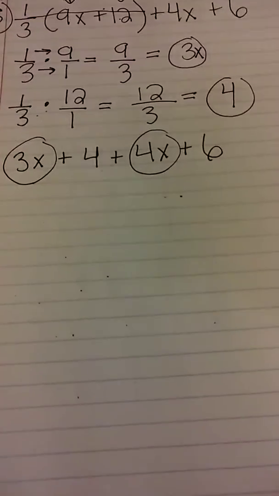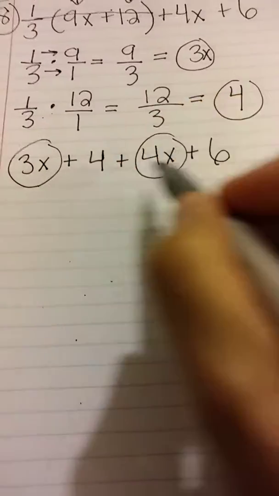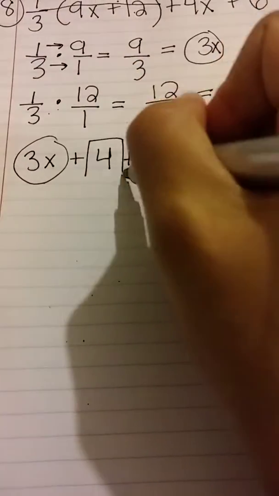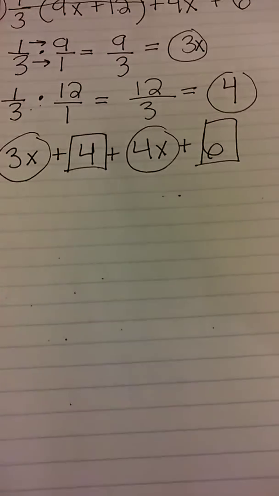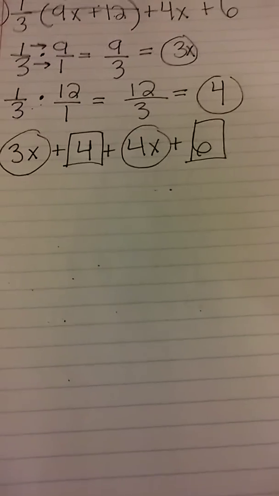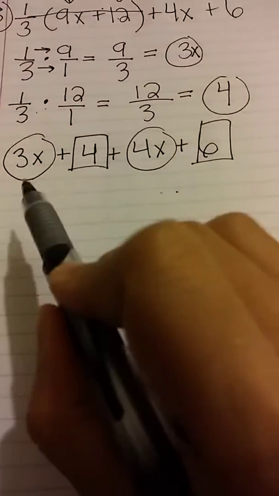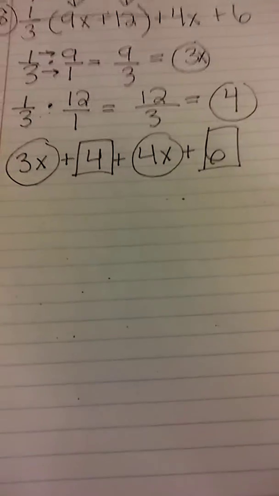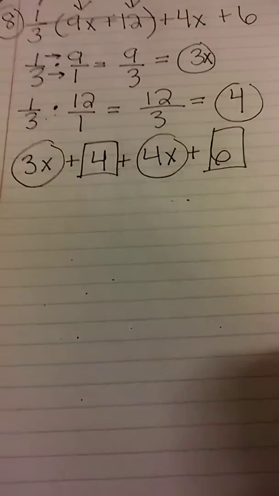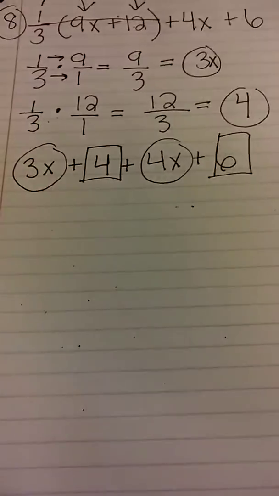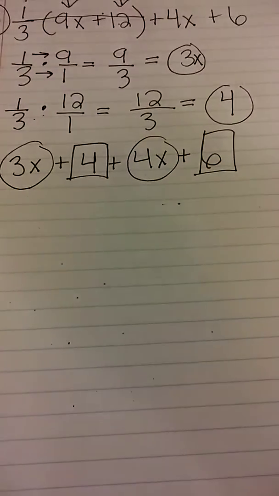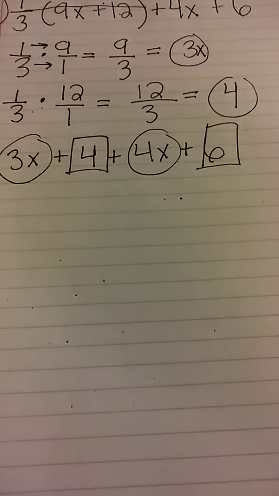Those are like terms because they end with the same letter. They both end with x. Then you have 4 and 6 that are like terms because they're just whole numbers. I like to circle my like terms. If I have one pair of like terms, I circle them, and if I have another pair, I box them so I know which ones go with each other. I do recommend you do that because you're going to get into equations that are way longer than this, and you want to make sure you're not getting confused.